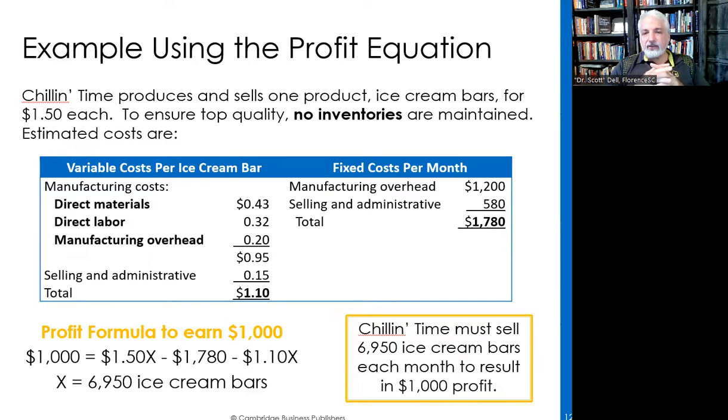Then we have the fixed cost. We do have a fixed portion of overhead and a selling and administrative fixed cost. And those are gross amounts. Those are not per unit amounts. And so the profit formula, we have the revenues. We'll be talking about break even in a few minutes, but the profit formula is our revenues minus our variable costs minus our fixed costs. And that's the target in a nice algebraic formula.